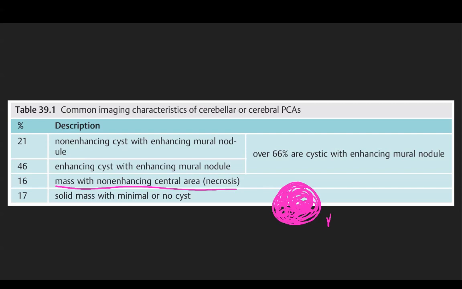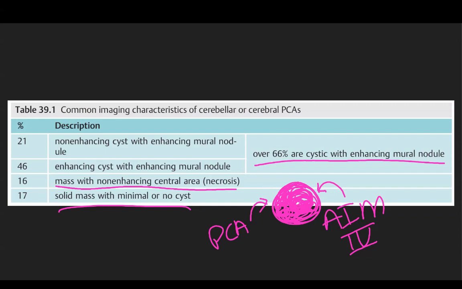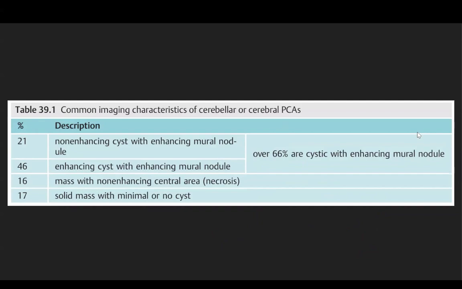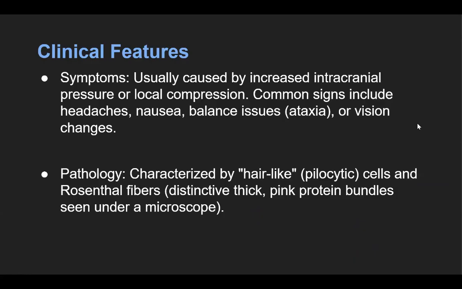Let me write this. Astrocytoma, IDH mutant, grade 4. So this is the classic radiological presentation for AIM. Sometimes pilocytic astrocytoma can also present like this, a solid mass with minimal or no cyst. So over 66% are cystic with an enhancing mural nodule, and most of them have an enhancing cyst as well, as mentioned here. Part of them will have a non-enhancing cyst. Let me move on to the next slide. I have some more imaging ahead, by the way. Let's see if we get time to do them.